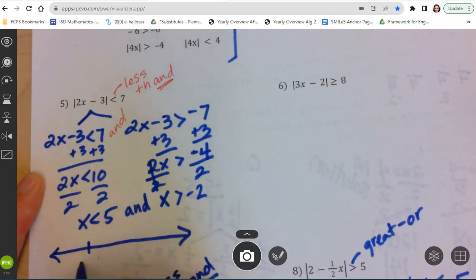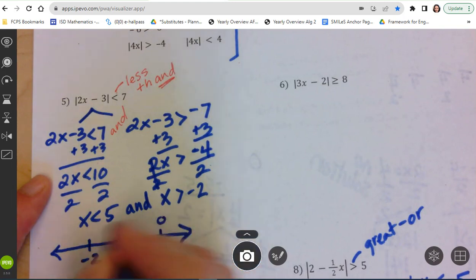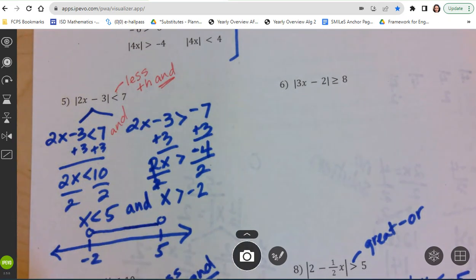All right, so negative 2, of course, would be on the left. 5 would be on the right. They're going to be open dots because there's no equal sign. And then I need both less than 5 and greater than negative 2. So it's going to be in between them. What questions do you have?